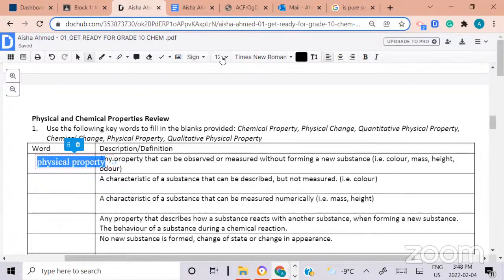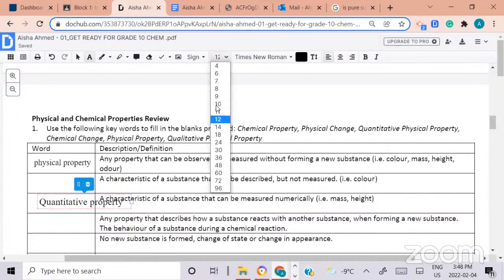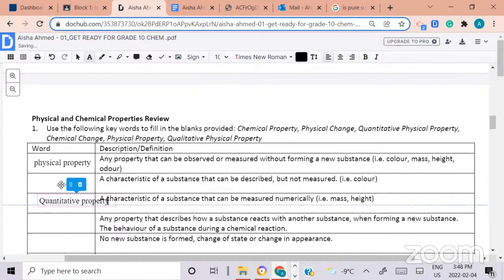Another answer that really stuck out to me is a characteristic of a substance that can be measured numerically. Another word for numeric data is quantitative, right? Quantity has to do with numbers. So put quantitative physical property. Mass and height are physical properties, but they're also quantitative because you can put a number like 10 kg to mass or 6 feet to height.